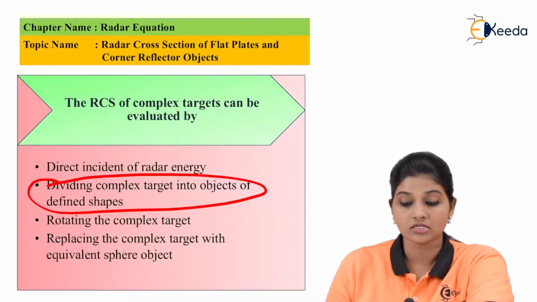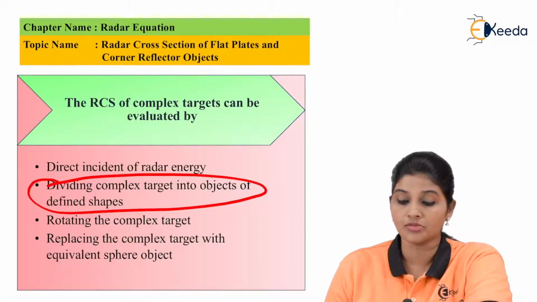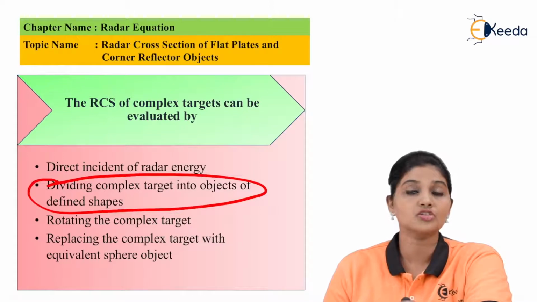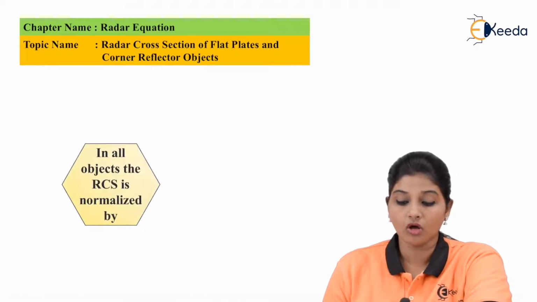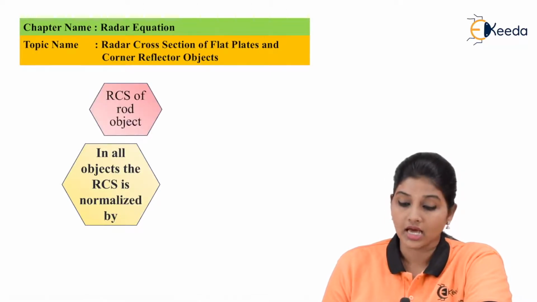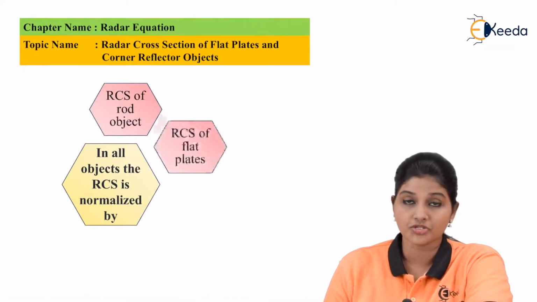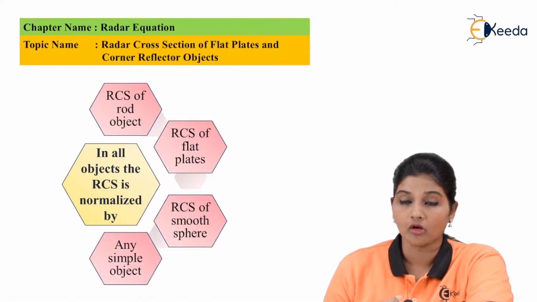That means the RCS of complex target can be evaluated by dividing complex target into objects of defined shape. Now let's move on to the second MCQ. In all objects, the RCS is normalized by: option A, RCS of rod object; option B, RCS of flat plate; option C, RCS of smooth sphere; and option D, any object.